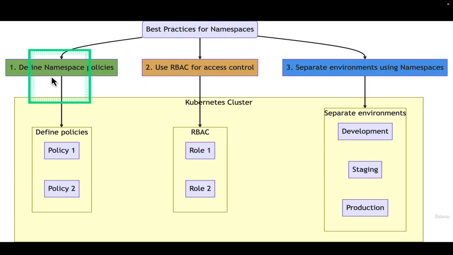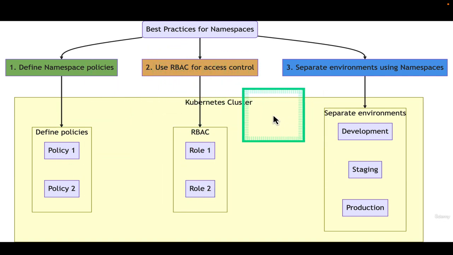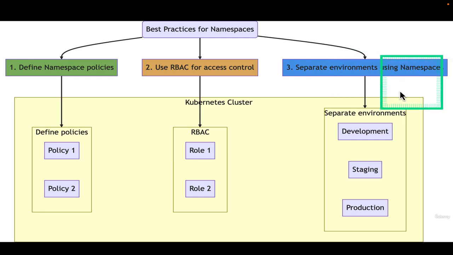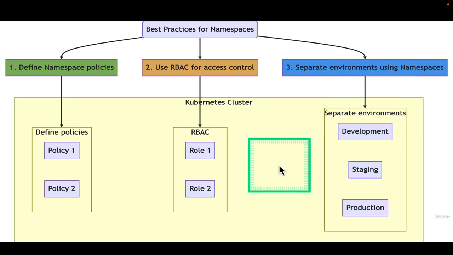So these are the best practices: define namespace policies, use RBAC for access control, and use separate namespaces for environments such as development, staging, and production.